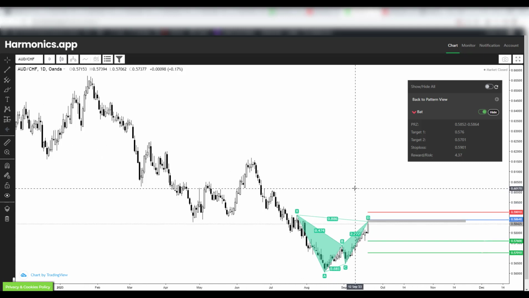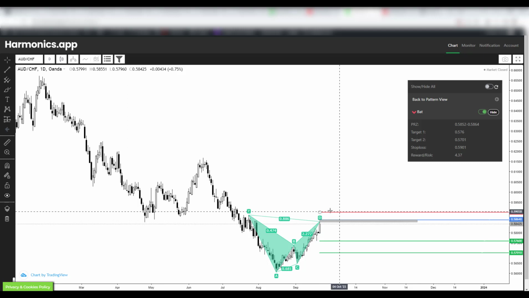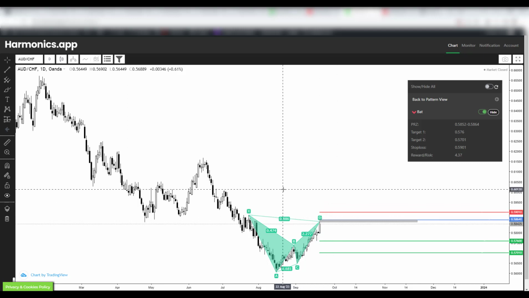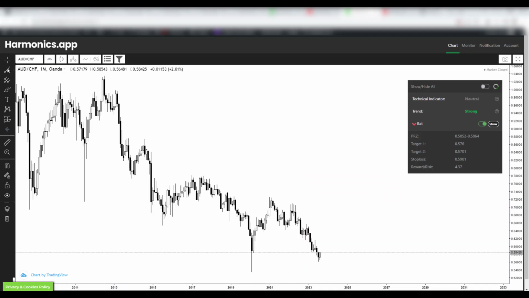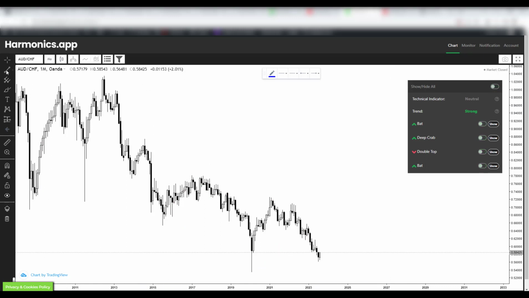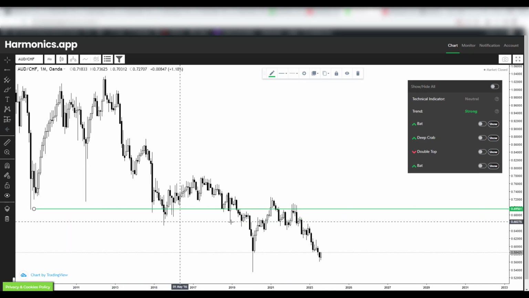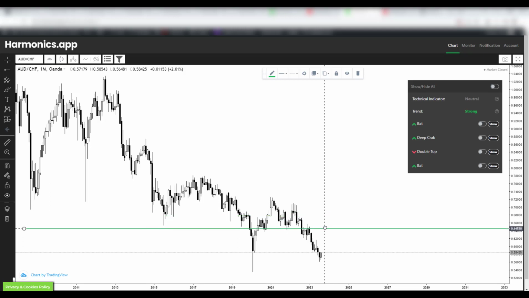Now we need to make the analysis to confirm whether these entry ideas are in line with the technical analysis, and this is something I'm going to do right now. I will turn off all the patterns and put horizontal support and resistance lines here on the monthly time frame, just to see where the price is bouncing.